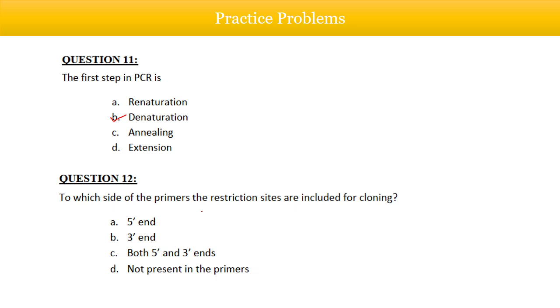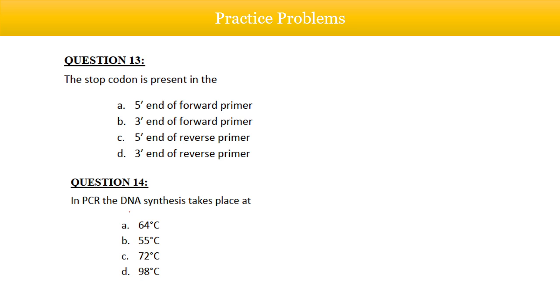To which side of the primers are the restriction sites included for cloning? The 5' end, the 3' end, both 5' and 3' ends, or neither end is present in the primers. So which side of the primers is included for cloning? That's the 5' end that marks the two boundaries.